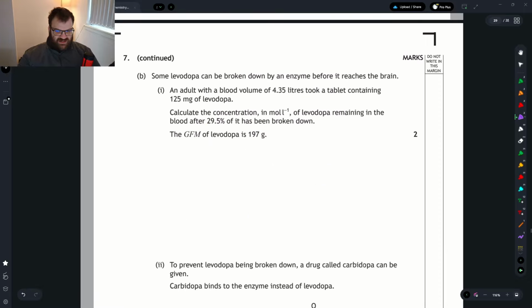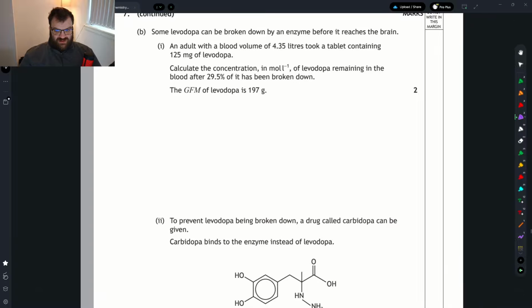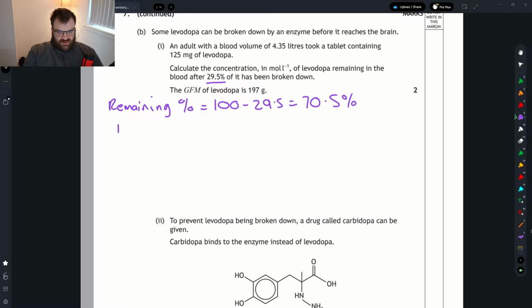Yeah, in this next part, we're asked to deal with some concentrations. Okay, so we are asked about the remaining percentage. Well, we're starting off with all of it, 100%, and we're losing 29.5%. So that will be 70.5% remaining. So it was 125 milligrams. Let's work out 70.5% of that. 88.125 milligrams.